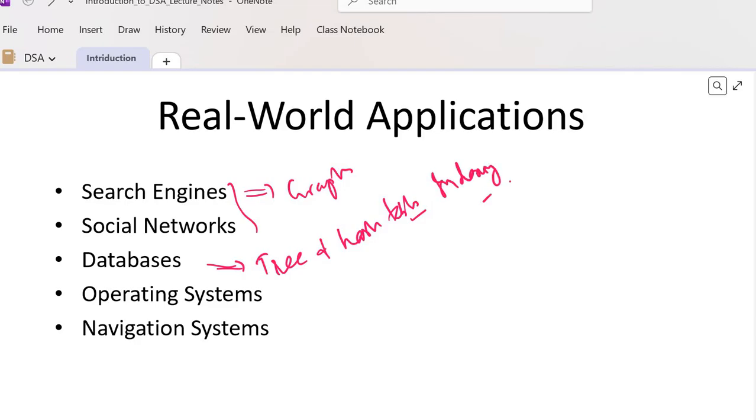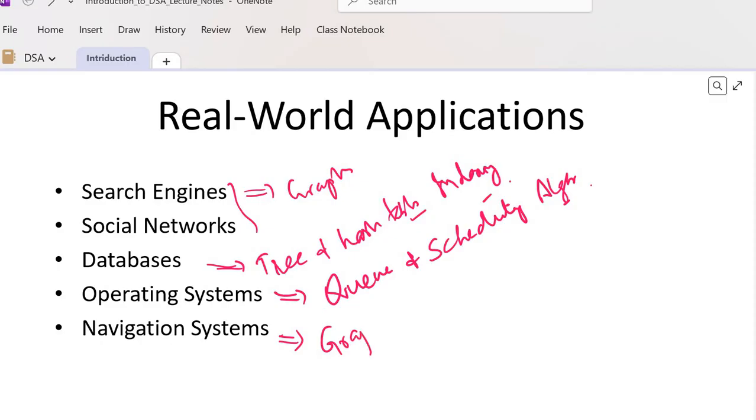And for operating systems, we can go with queues and scheduling algorithms. And for navigation systems, we can go with graph algorithms, which can be used for finding the shortest path.